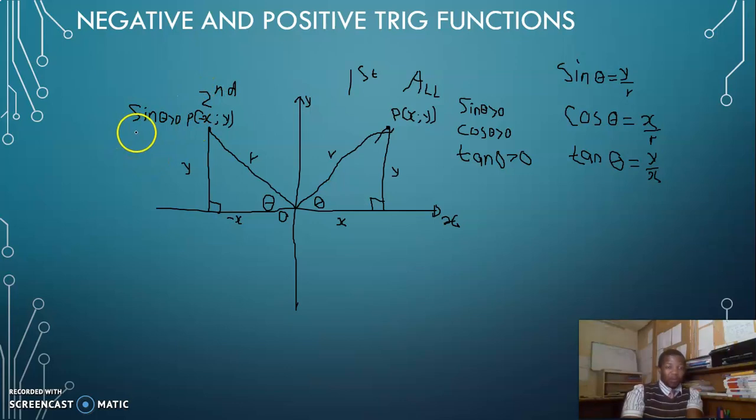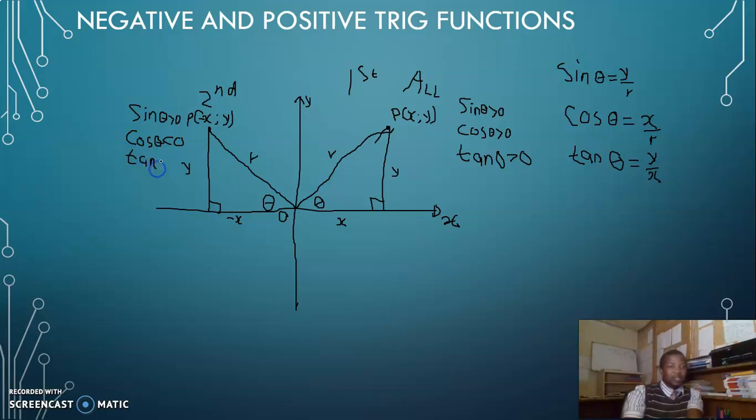What about cos? Let's look at cos theta. Cos theta is adjacent over hypotenuse. The adjacent is minus x. Hypotenuse is r. So this is negative, this is positive. So the whole thing is negative. So cos theta is less than 0 here. Right? What about tan theta?